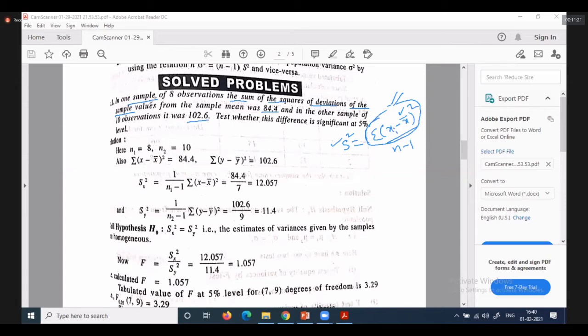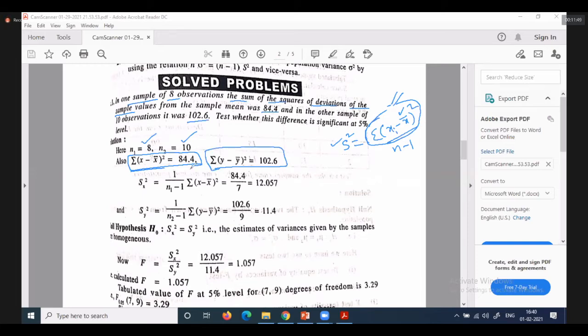See, in the first one, a sample of 8 observations. N1 is 8 and N2 is 10. The second sample size is 10. See, the variance: the numerator part is the sum of squares of deviations of sample values from the sample mean. This value they have given, right? This is from the first random sample, and this is the second random sample.